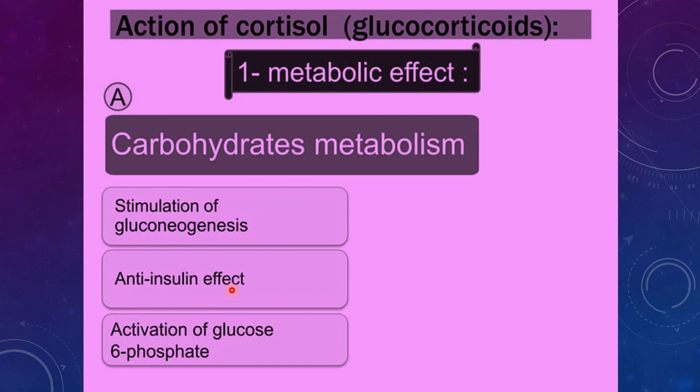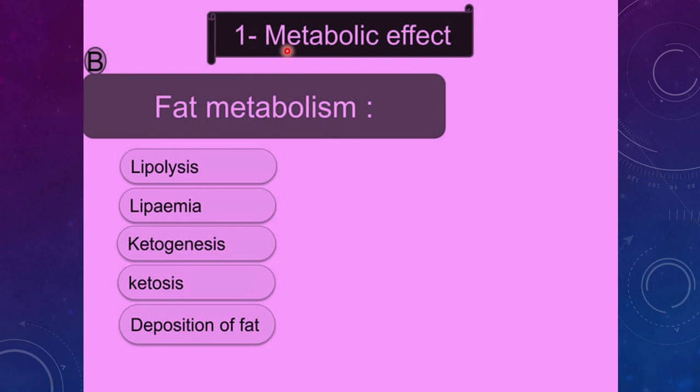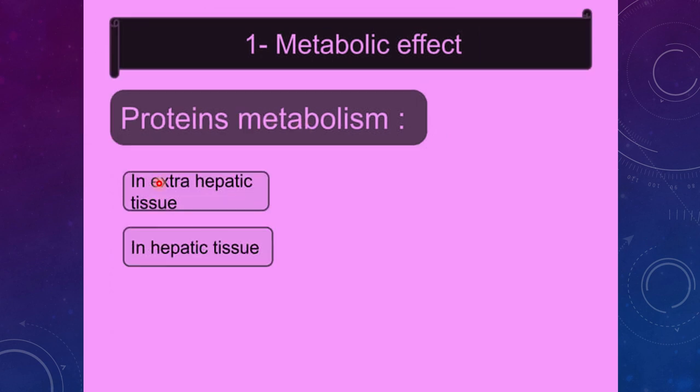Then the anti-insulin effect. That means the function of insulin is blocked by cortisol, and for this reason the glucose level in the blood increases, with activation of glucose 6 phosphate, and it stimulates glycolysis. So it is the normal function of cortisol; it increases the blood glucose level. Then on fat, here we can see the metabolic effects: lipolysis, lipemia, ketogenesis, ketosis, and deposition of fat. So it makes the food ready in the blood. Also in protein, it causes breakdown of the protein and makes it available in the blood.